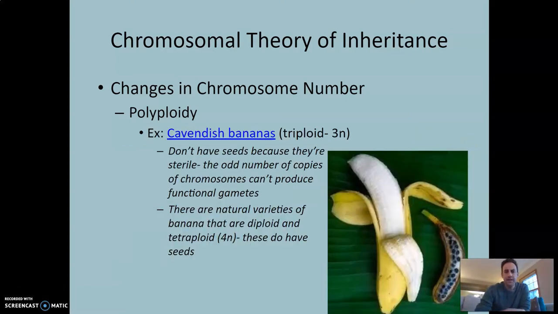One example, kind of a tragic example of a polyploid is the Cavendish banana. So the banana that you typically eat is triploid. And I think it's worth watching this little video clip.